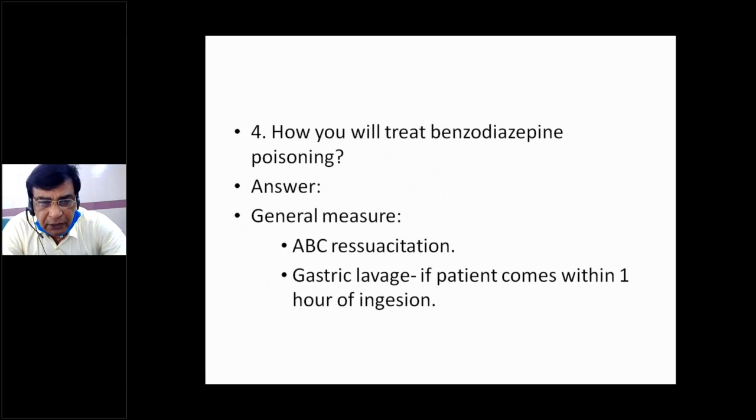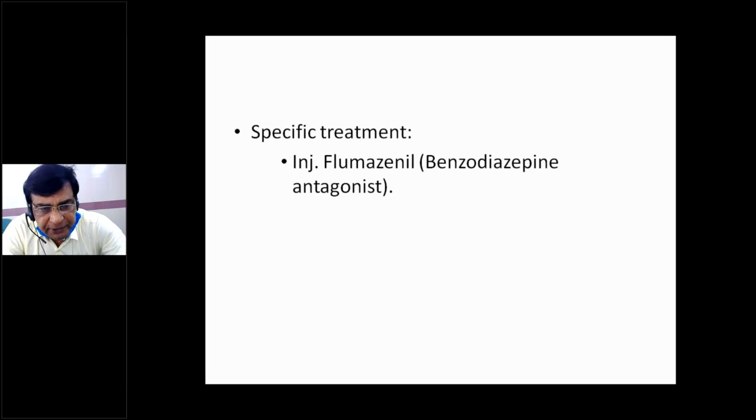Next is how you will treat benzodiazepine poisoning. General measures: ABC resuscitation, airway clearance, breathing and circulation, and gastric lavage if patient comes within 1 hour. And a specific treatment, injection flumazenil is the benzodiazepine antagonist.